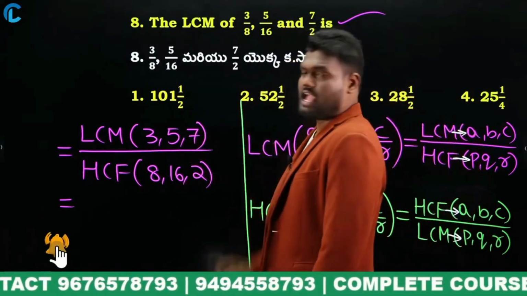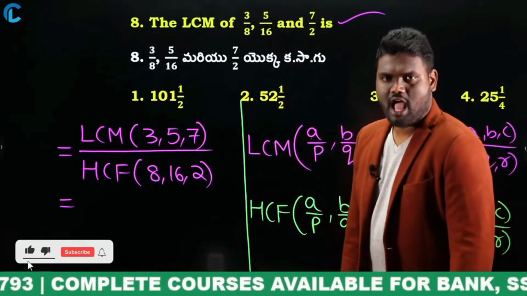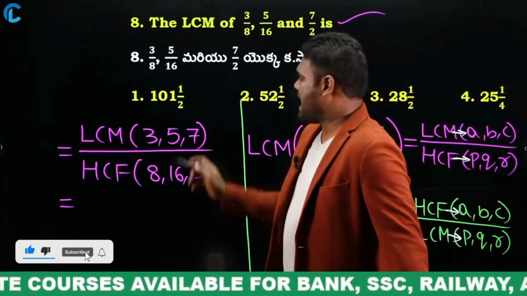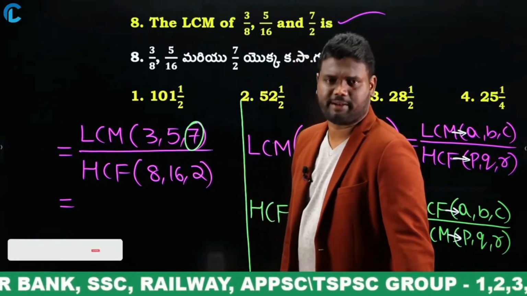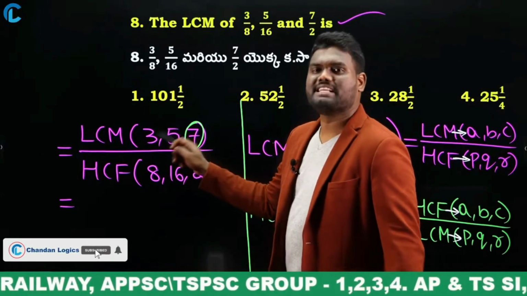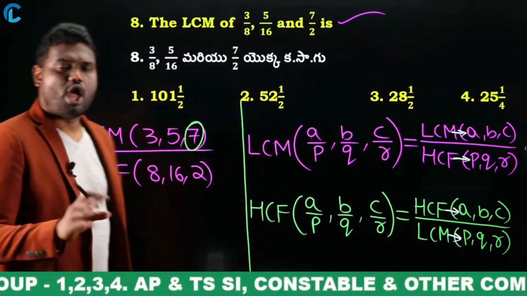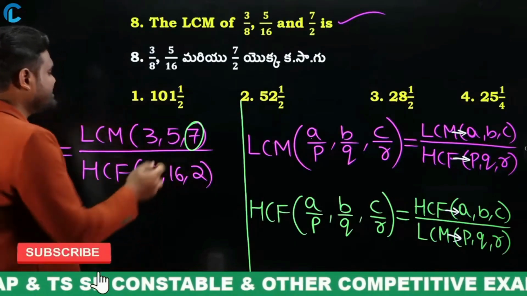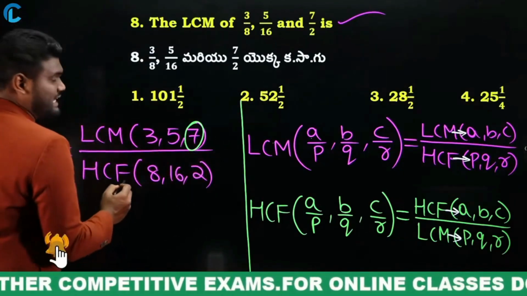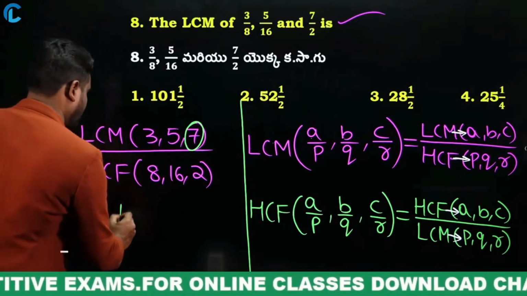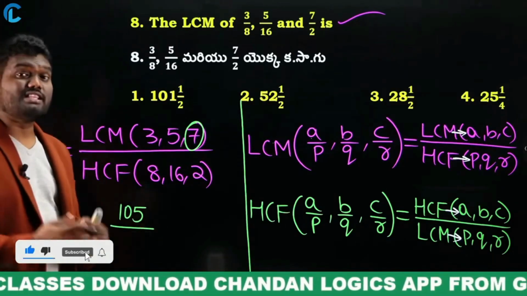3, 5, 7. I need to calculate the LCM. Now I told you how to calculate LCM. The highest number is what? The highest number is 7. And if you observe here, no number is a factor of another number. 3 is not a factor of 5, 5 is not a factor of 7. All are unique numbers. So LCM is just multiplying 3 into 5 into 7. 3 times 5 is 15, 15 times 7 is 105. So the LCM of 3, 5, 7 is 105.